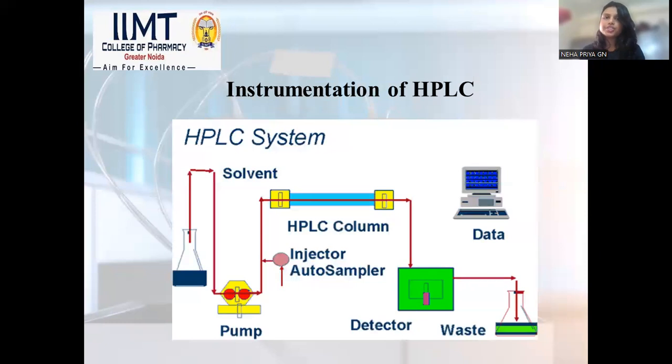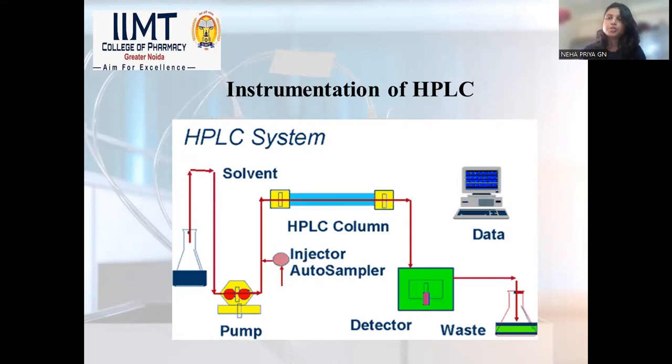Next is the instrumentation involved in HPLC. First is the solvent reservoir, where the sample or the mobile phase is put. Then this solvent goes to the pump. The pump gives us the high pressure required. After this, the injector injects our sample. With high pressure, the mobile phase and sample come into the column, where the separation is done. After the separation, the detector detects the result. Waste is eluted out, and the result is shown in our data output unit.